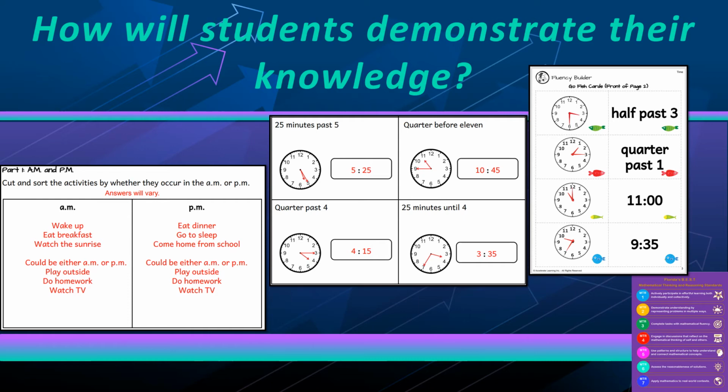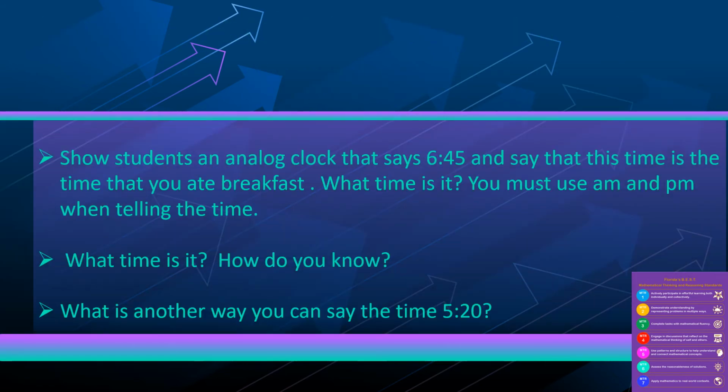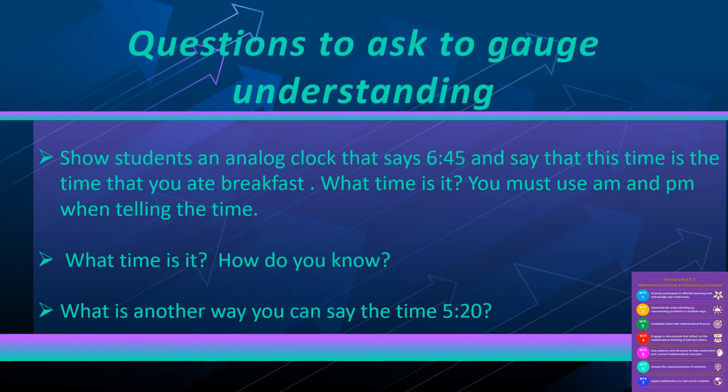Here are some examples of exit tickets and a fluency builder game from this unit. This unit is rich in opportunities for teachers to engage students in MTRs 4 and 5. Questions that teachers, administrators, or parents can ask to gauge student understanding are listed here. These questions were pulled from smathsmarts.com. Each benchmark has a separate page on that website where more questions can be found.